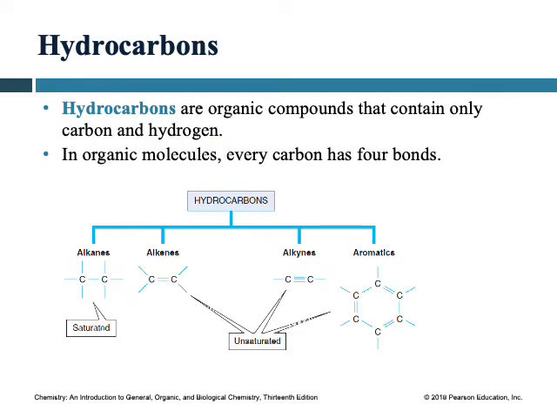So now let's talk about hydrocarbons. Hydrocarbons are organic compounds that contain only carbon and hydrogen. As the name already says, hydro means hydrogen, and carbon means carbon. So hydrocarbons are those organic compounds that contain only carbon and hydrogen, or they are made up of carbon and hydrogen. We can classify hydrocarbons into different parts. We can say saturated and unsaturated hydrocarbons.